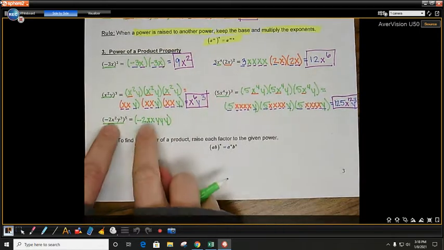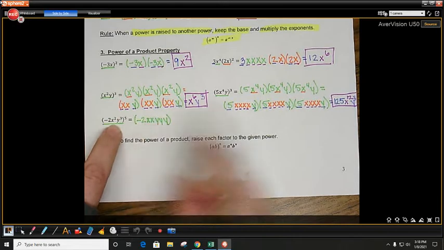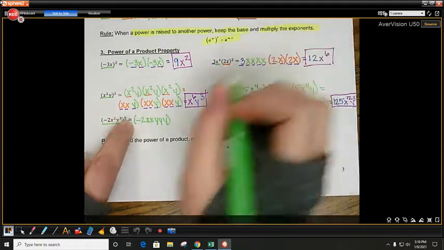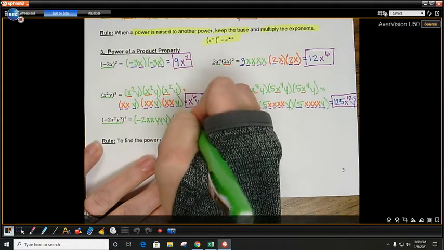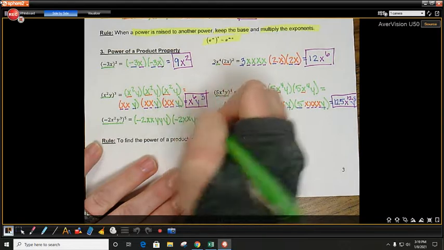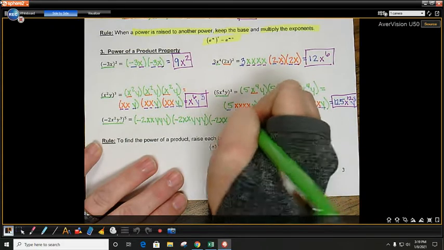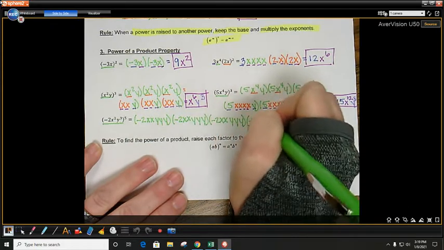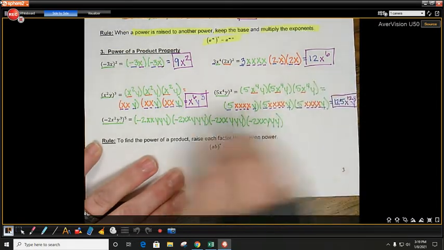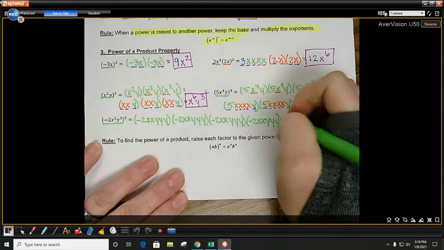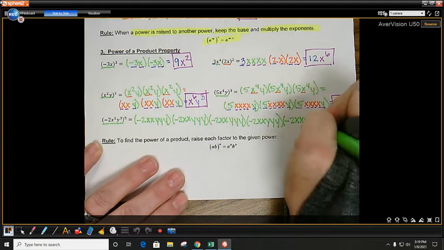So my parentheses, these are equivalent. This is simplified form, this is expanded form. Now I have my parentheses raised to the 5th power, so I'm going to write that same exact thing 5 times, so 4 more times. So I have my -2, x, x, y, y, y. -2, x, x, y, y, y. So that's 1, 2, 3, 4. We need one more set of parentheses. -2, x, x, y, y, y.